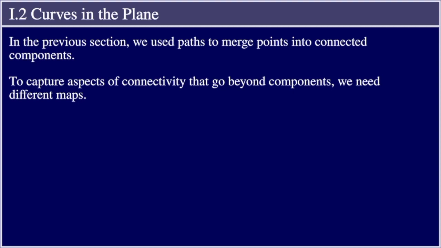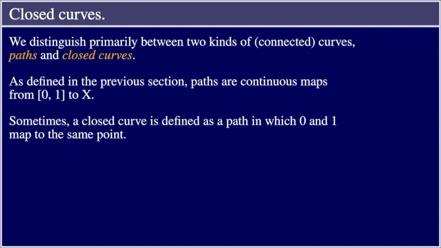To capture aspects of connectivity that go beyond components, we need different maps. Closed curves. We distinguish primarily between two kinds of connected curves, paths and closed curves. As we defined in the previous section, paths are continuous maps from the interval [0,1] to X. Sometimes a closed curve is defined as a path in which 0 and 1 map to the same point.